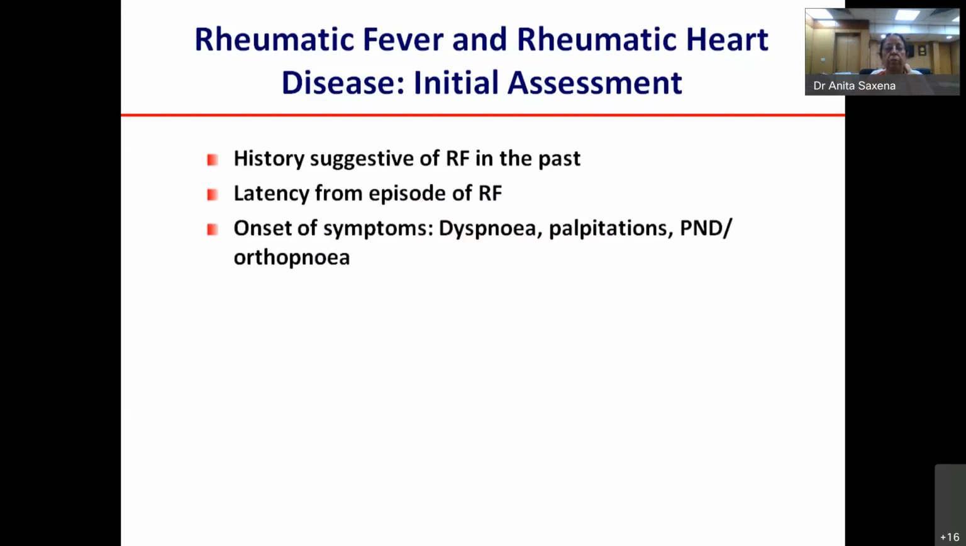Patients often will have symptoms related to rheumatic heart disease, the commonest being dyspnea, but there could also be palpitation from volume overloading. Patients of severe mitral stenosis may present with paroxysmal nocturnal dyspnea and orthopnea. PND is quite a classical feature of severe mitral stenosis. There could be even hemoptysis. Then we ask how the patient has behaved over the last couple of years since the onset of symptoms.